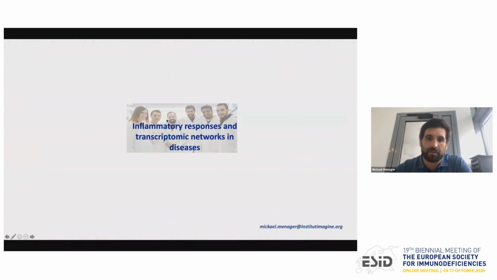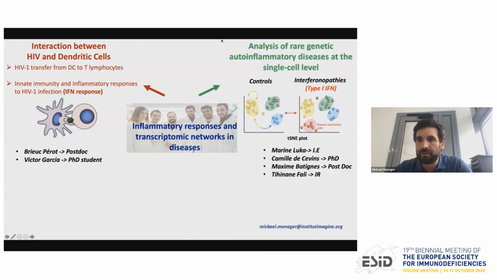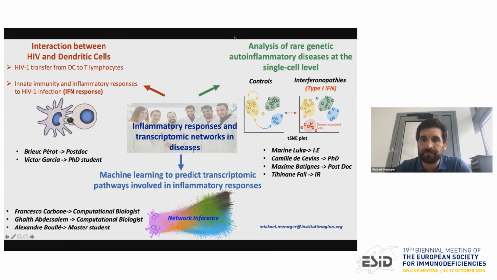First, I would like to start by introducing my team. We are studying inflammatory response and transcriptomic networks in disease. One side of the team is working on understanding the interaction between HIV and dendritic cells, trying to understand why there's not an optimal type 1 interferon response mounted by the cells in response to the virus. And the other side of the team is working on analyzing rare genetic diseases at the single-cell level in interferonopathies, which are diseases with an excess of type 1 interferon.